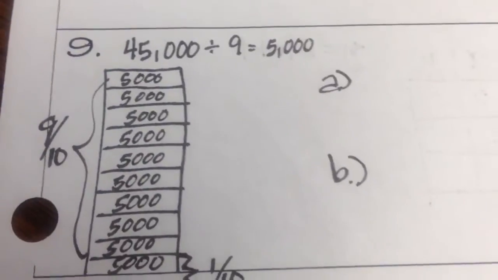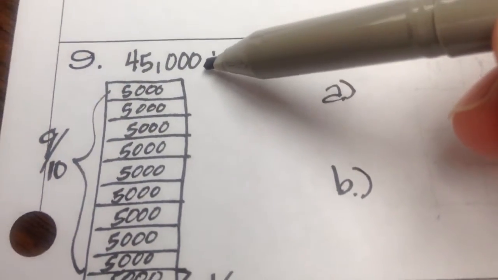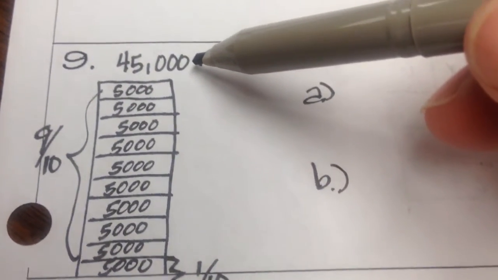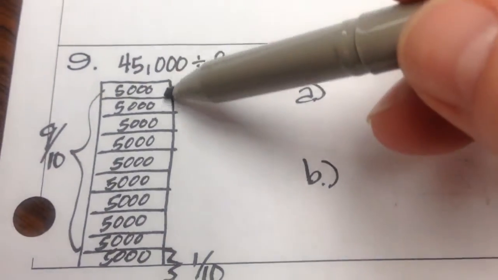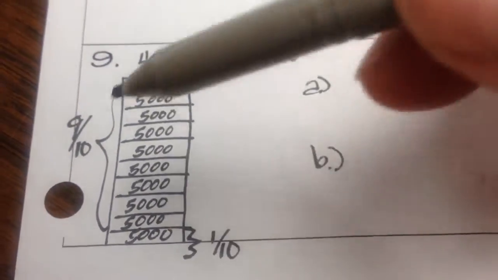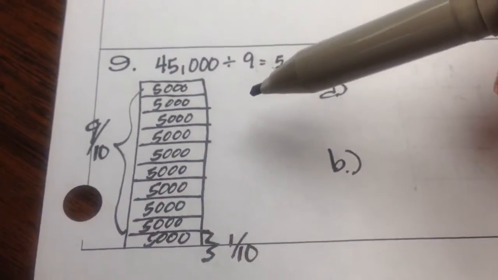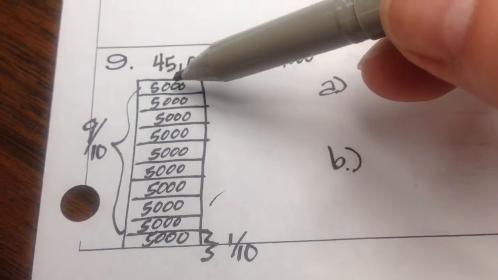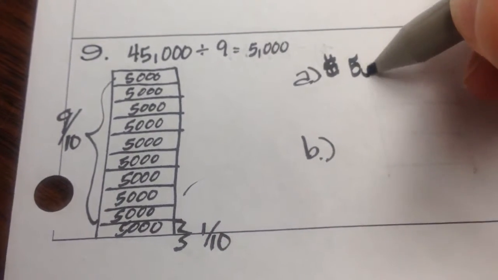Number 9, it's your favorite, Sebastian. Diagram this statement. It said that $45,000 was raised in a charity drive, and this was only 9/10 of the goal. So I divided 45,000 by 9. I got 5,000. So now in all 10 boxes, I'm going to write 5,000, 5,000, 5,000. And 9/10 of those is 45. So now the question is, the goal of the charity drive was to raise how much money? Well, they wanted to raise 5,000 more. So 45 plus 5 would be 50,000. So the goal was $50,000.